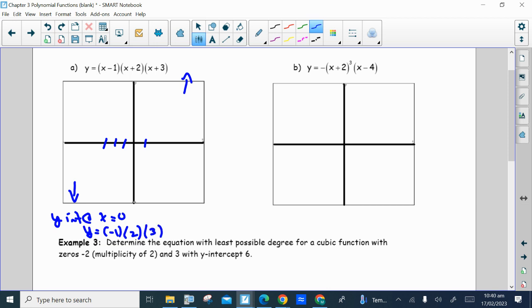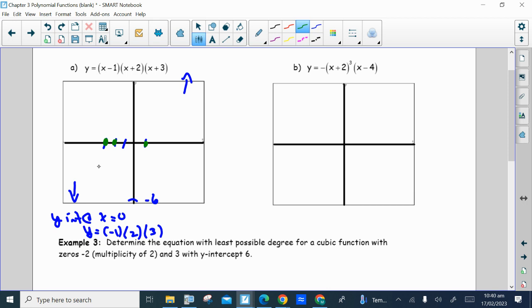So that's -6. There's our y-intercept. So we have x-intercepts at -3, -2, +1.